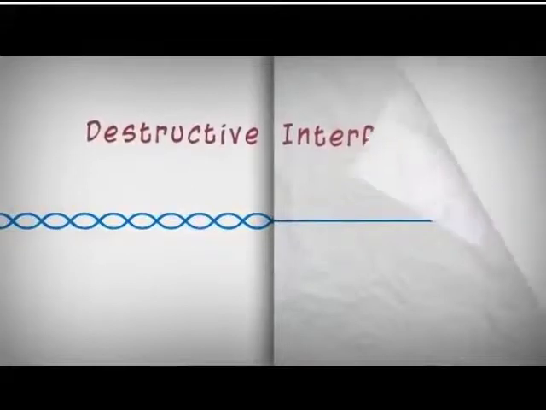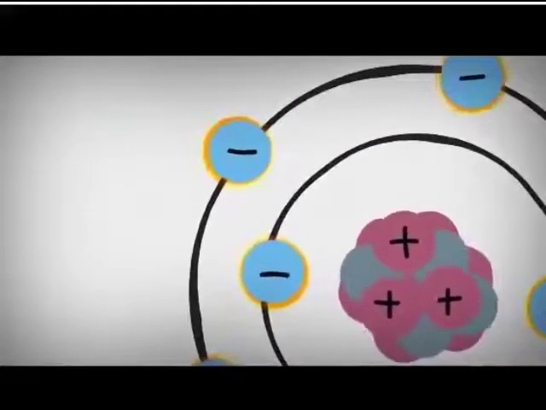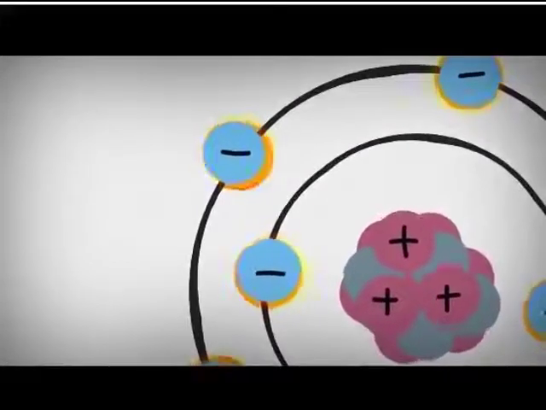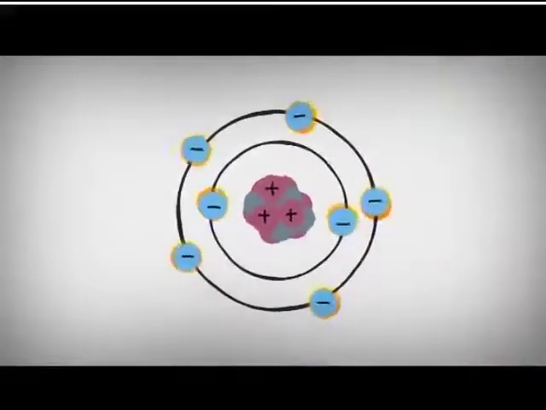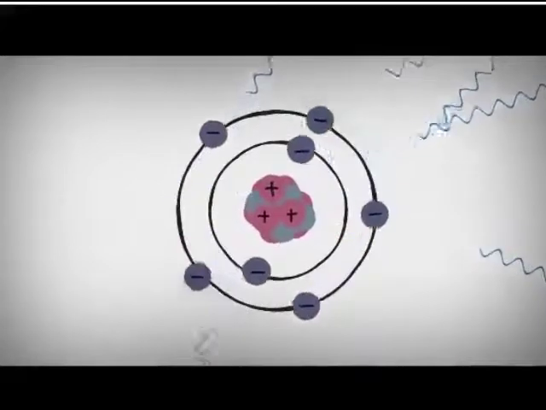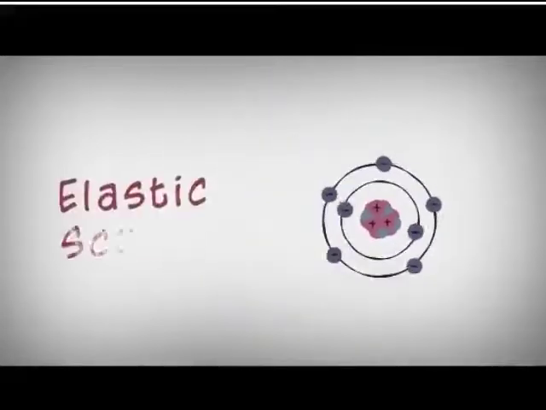When an X-ray encounters an atom, its energy is absorbed by the electrons. Electrons occupy special energy states around an atom. Since this is not enough energy for the electron to be released, the energy must be re-emitted in the form of a new X-ray with the same energy as the original. This process is called elastic scattering.